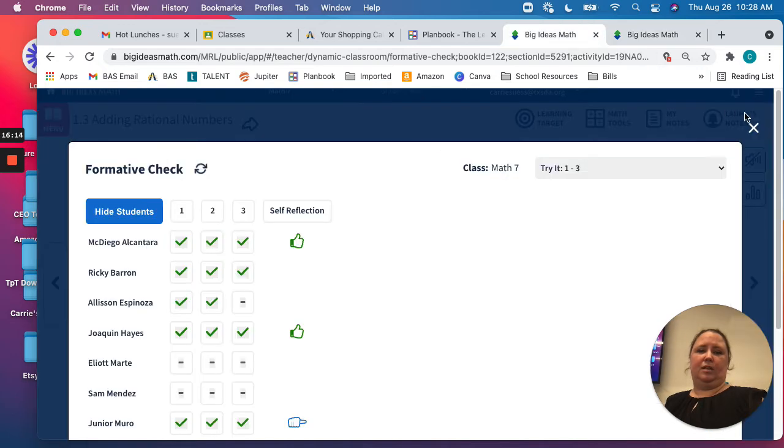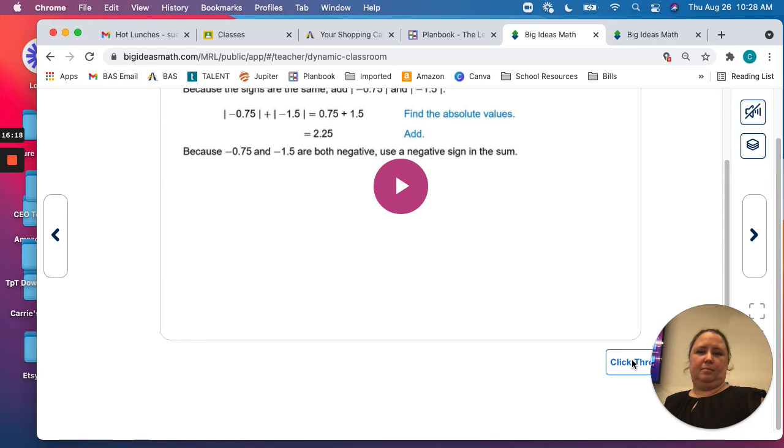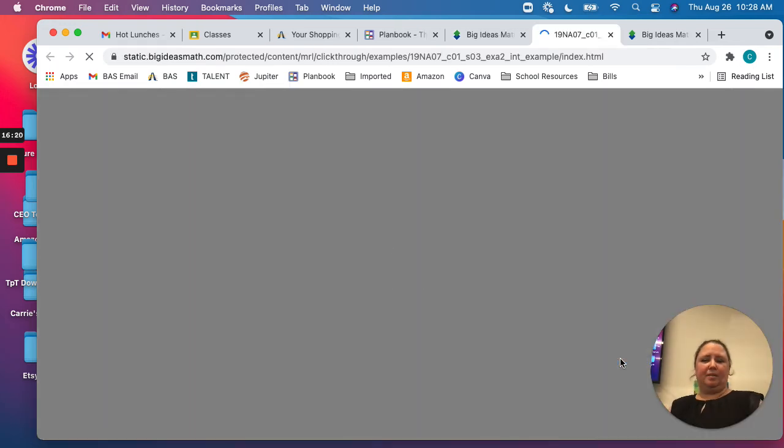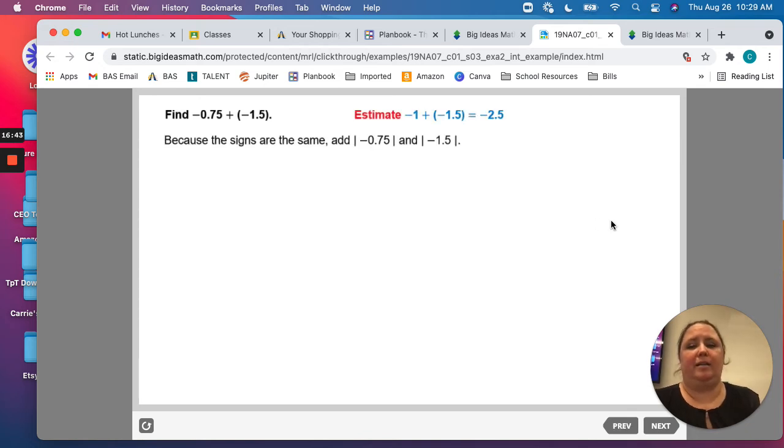And 7th grade, let's go do your example. Okay, 7th grade, write this in your journals. Even if you're not done with your try-its, just skip down in your journal, and here we go. You ready? I'll wait a second. Yes. All right, so we're going to solve negative 0.75 plus negative 1.5. Okay? First thing you do is write it down.